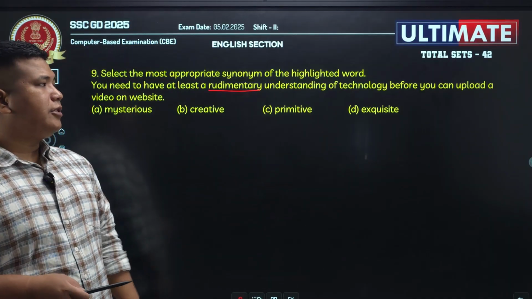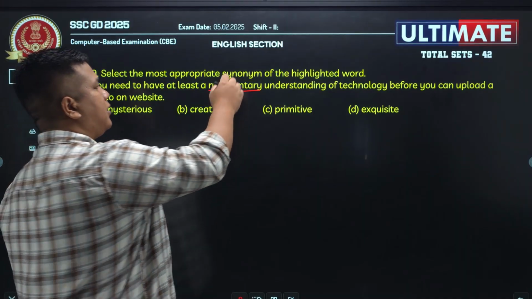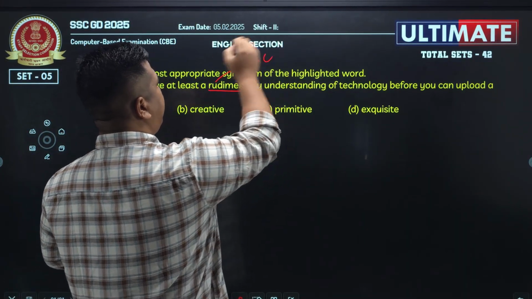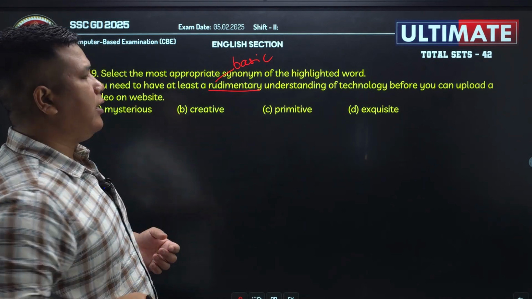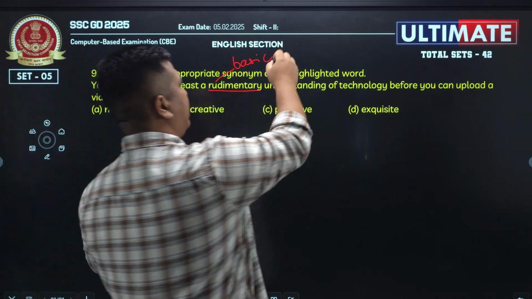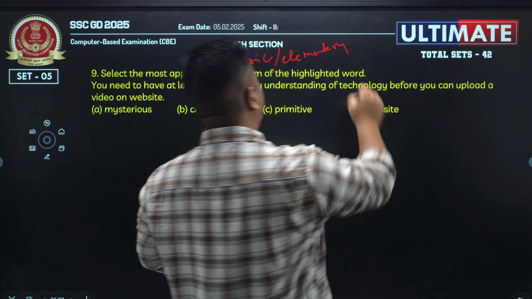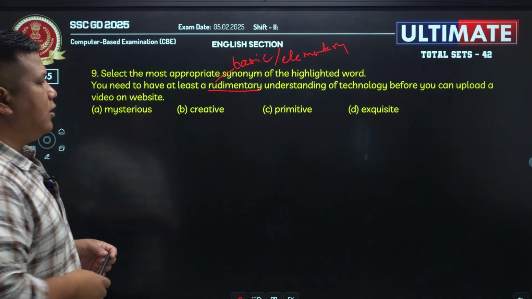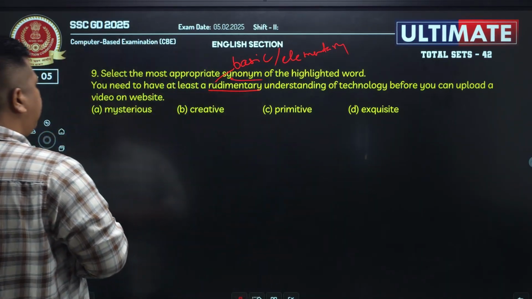Rudimentary means basic, the most basic form. A basic pen, rudimentary. So elementary, like it is rudimentary or elementary. A basic pen, a basic idea. So which one will be a synonym of basic?